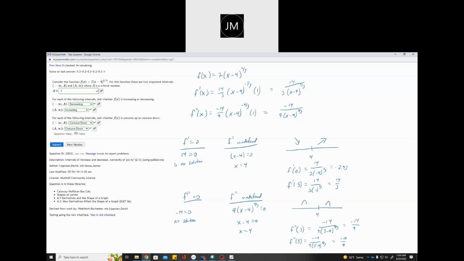Okay, if I wanted to go a step further and actually graph this thing, it's not required on this question, but if I wanted to use this information to graph it, I would say it's decreasing and then increasing, concave down, concave down. The other information that we typically try to get is a y-intercept. So if I plug in 0 for x, I'll have 7 times negative 4 to the 2/3, which is 17.6.